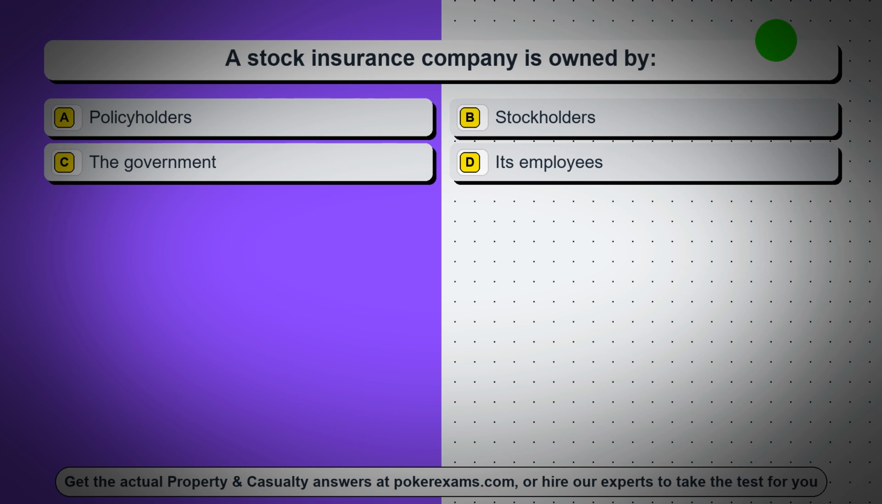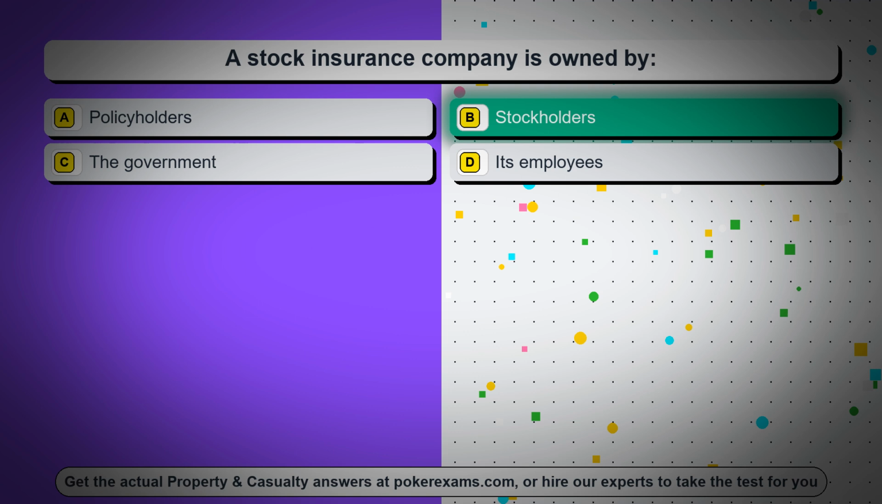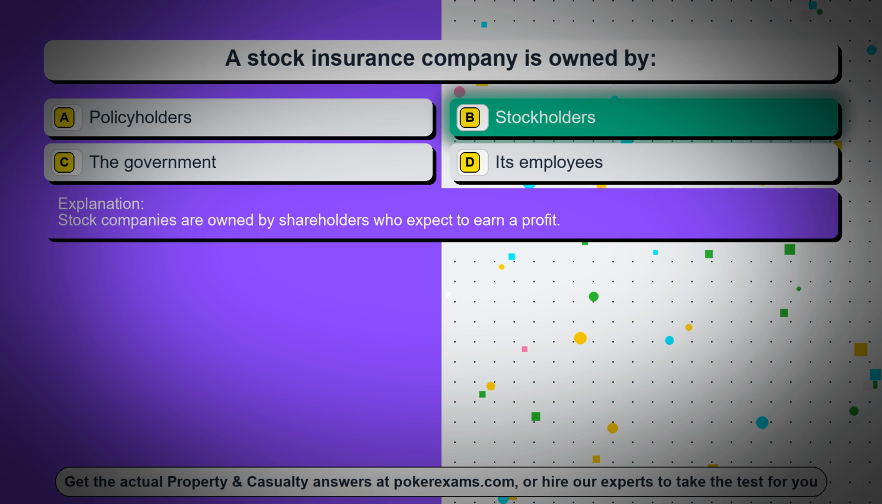Question 60. A stock insurance company is owned by: Option A, policyholders. Option B, stockholders. Option C, the government. Option D, its employees. The correct answer is option B, stockholders. Stock companies are owned by shareholders who expect to earn a profit.